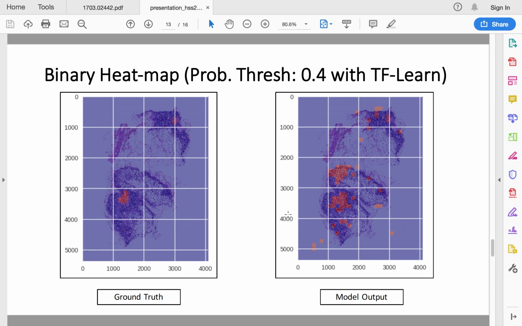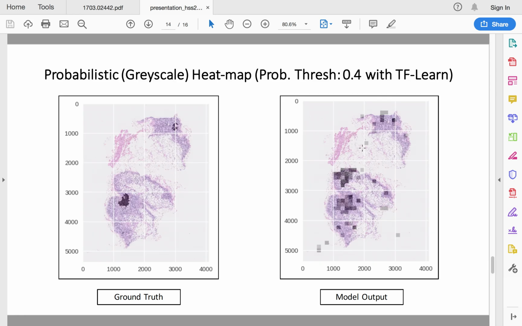And these are some heat maps that are generated in the process. This is a binary heat map with a probability threshold of 0.4 for the transfer learning based model. And this is the ground truth. This is the actual mask for the third slide, whereas this is what the model predicts. And as you can see, the tumor containing regions are correctly predicted, with a few surrounding regions also predicted.